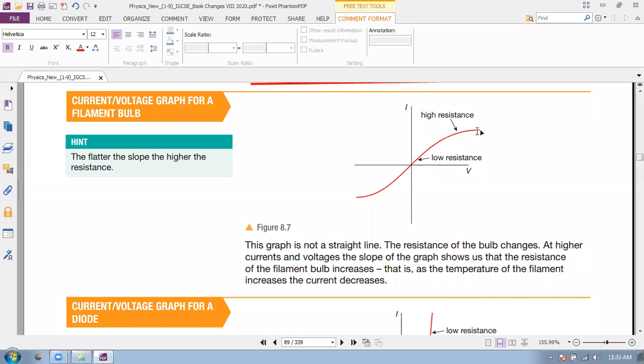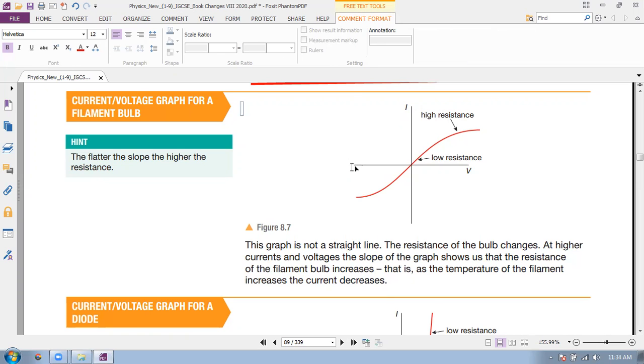So resistance changes. As voltage increases, current also increases, but current does not increase at the same rate; the rate of increase of current decreases. Very important point. The rate of increase of current becomes lower, and so resistance increases gradually. Look, it becomes a horizontal line, meaning that current becomes constant. So at a higher resistance, current becomes constant.